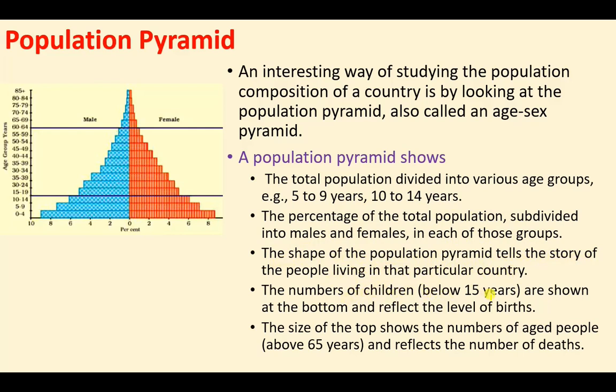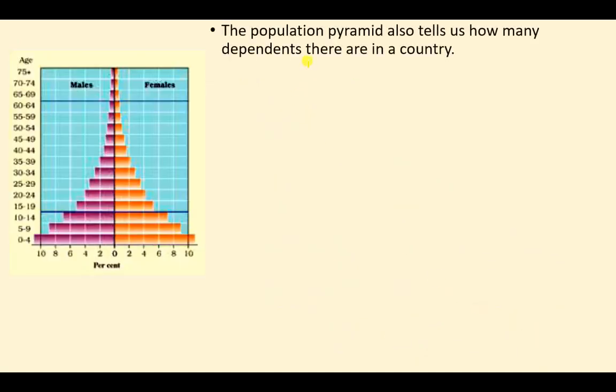The number of children below 15 years are shown at the bottom and reflect the level of births in the country. The size of the top shows the number of aged people above 65 years and reflects the number of deaths. The population pyramid also tells us how many dependents are in a country, because the people above 60 and 65 years of age and below 15 years of age are the dependent population, and on the basis of this information we can get how many people are dependent by this graphical presentation.